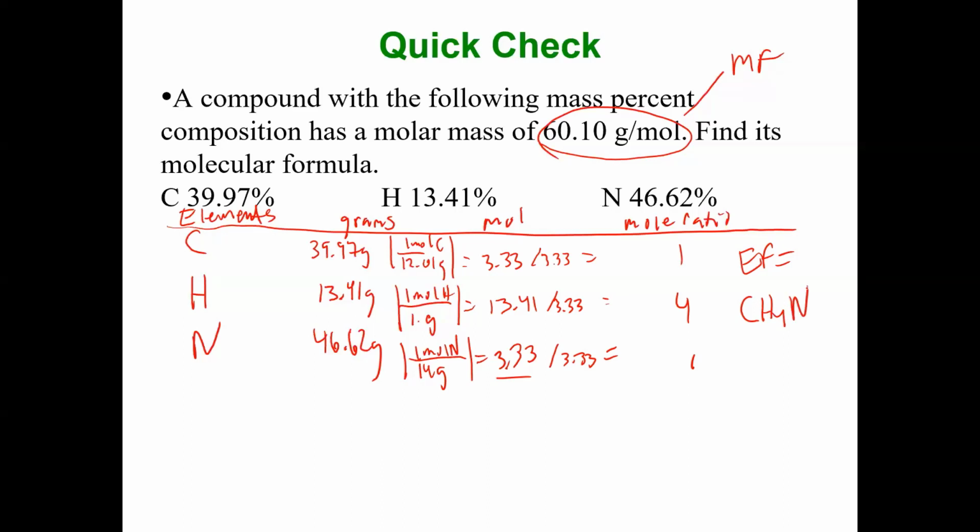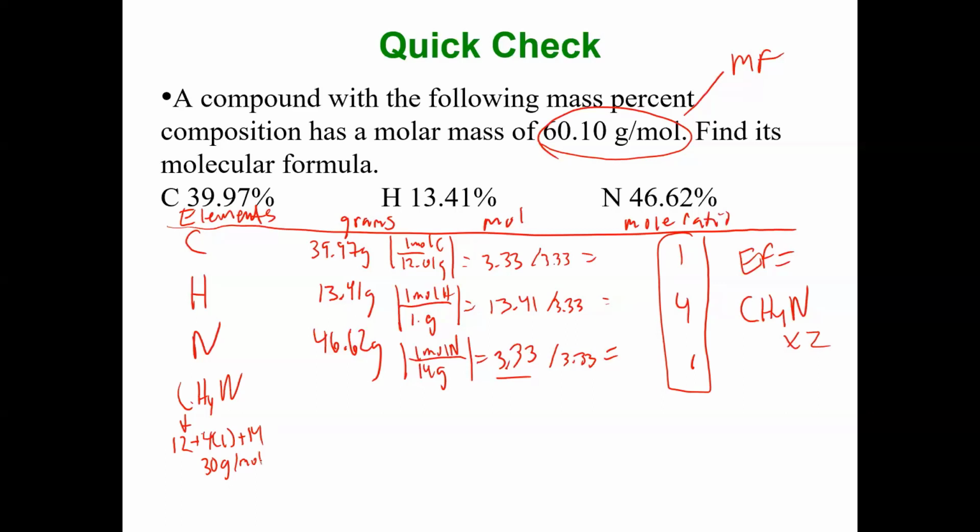But I want to figure out what I am going to multiply this empirical formula by to get the molecular formula. So I need to figure out the mass of this empirical formula. How do I do that? Well, we said it was CH4N. So carbon is 12, plus 4 times 1, plus 14. So what does that give me? That gives me roughly 30 grams per mole of this empirical formula.